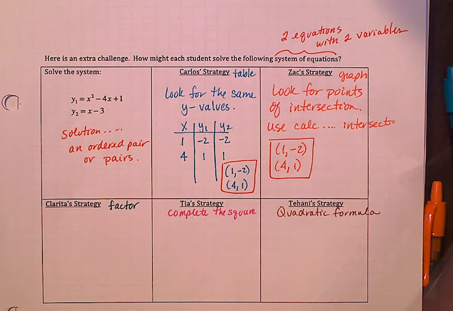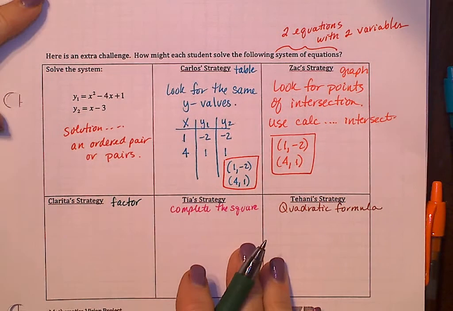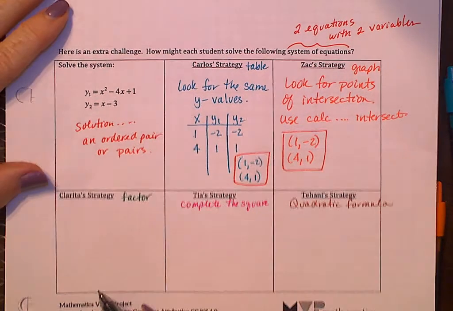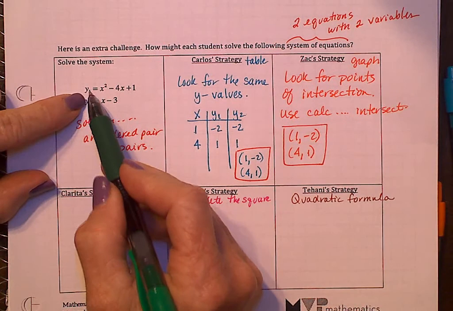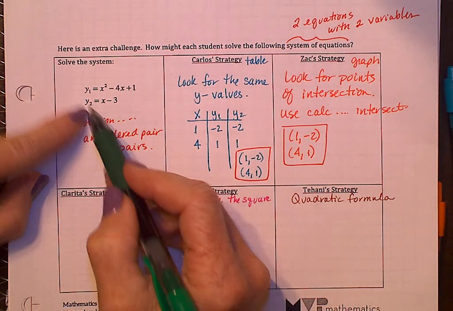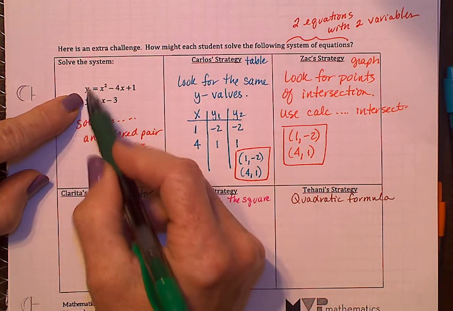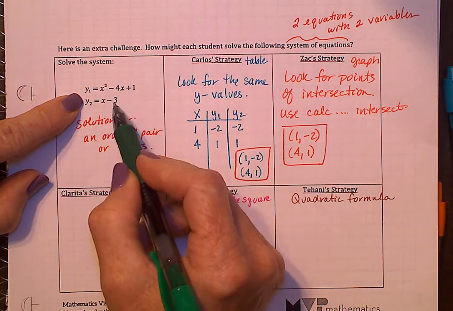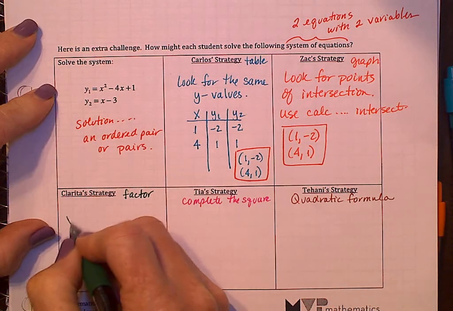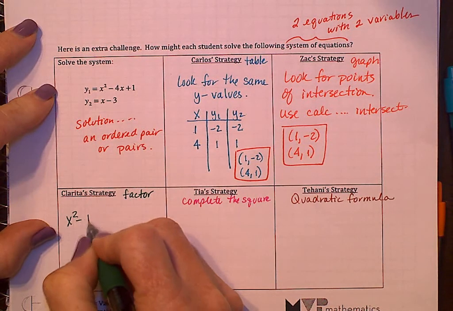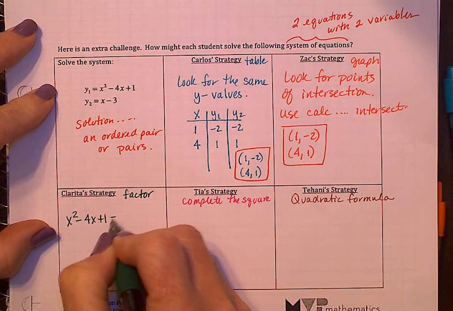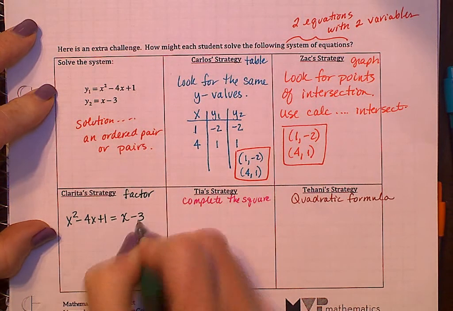All right, Clarita likes to factor. So what we see here is even though these have subscripts on them of y1 and y2, they're both y equals. So since these two are both y equals, we can set these two pieces, these x parts, equal to each other. So that'll give us x squared minus 4x plus 1 equals x minus 3.